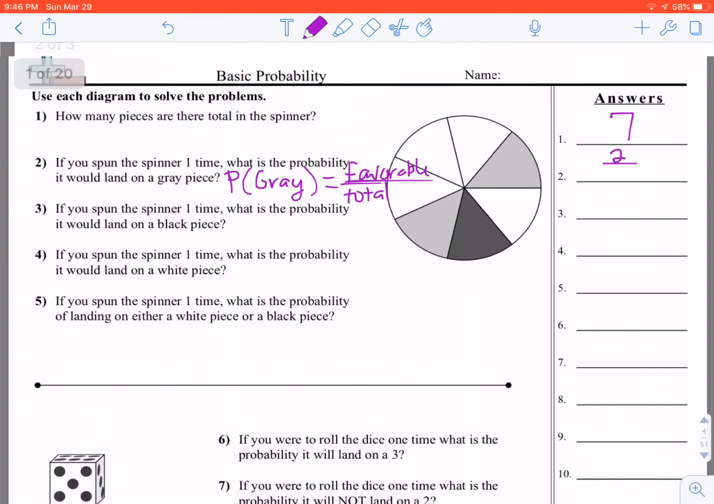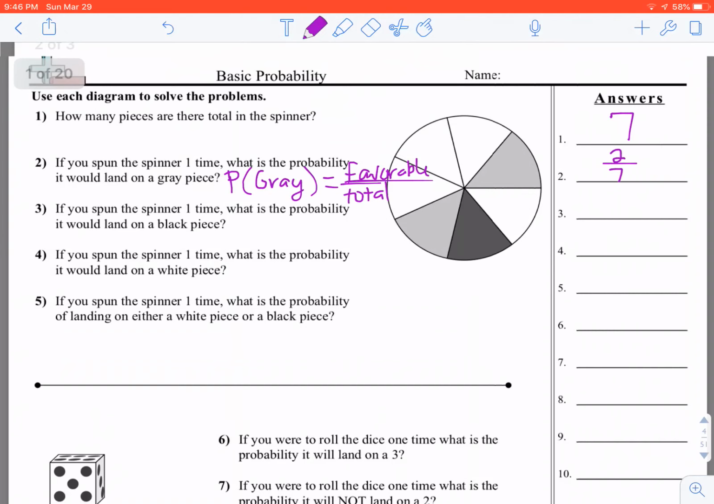Your denominator is your total number of pieces or slices on the spinner. There's a total of 7 pieces. So your solution to number 2 is 2 over 7. Please make sure that these are always completely simplified. I think it's easiest to keep your solution as a fraction most of the time.